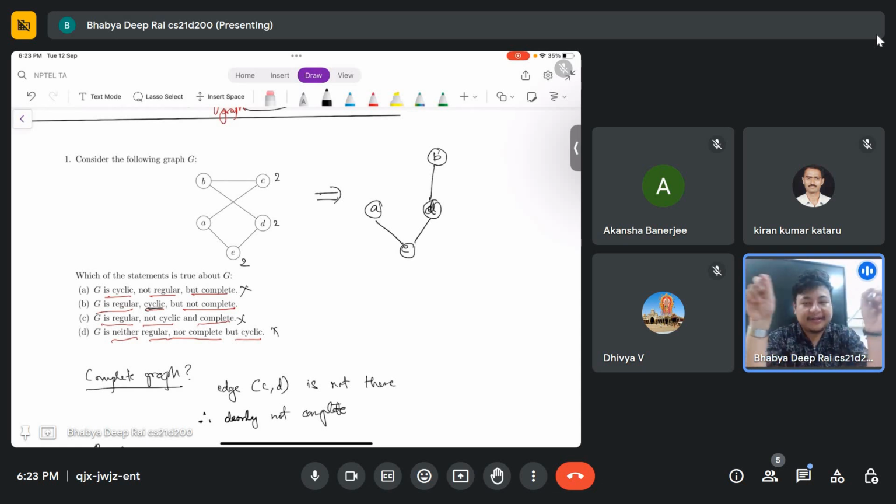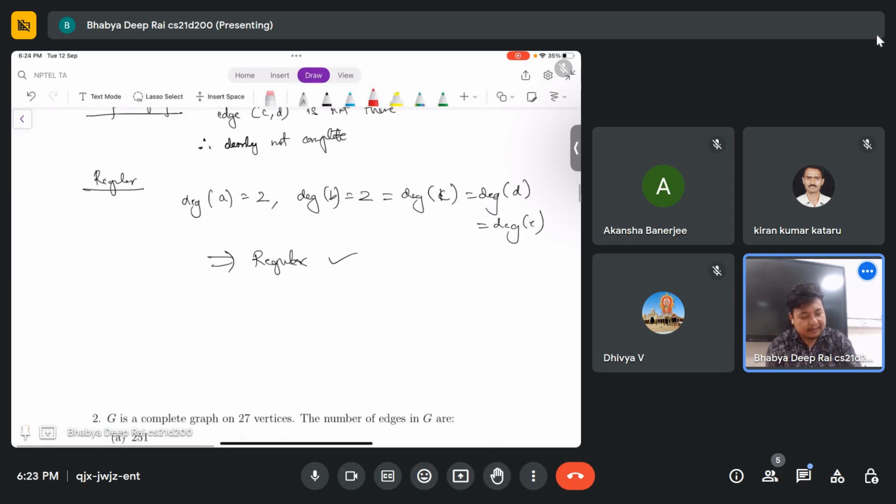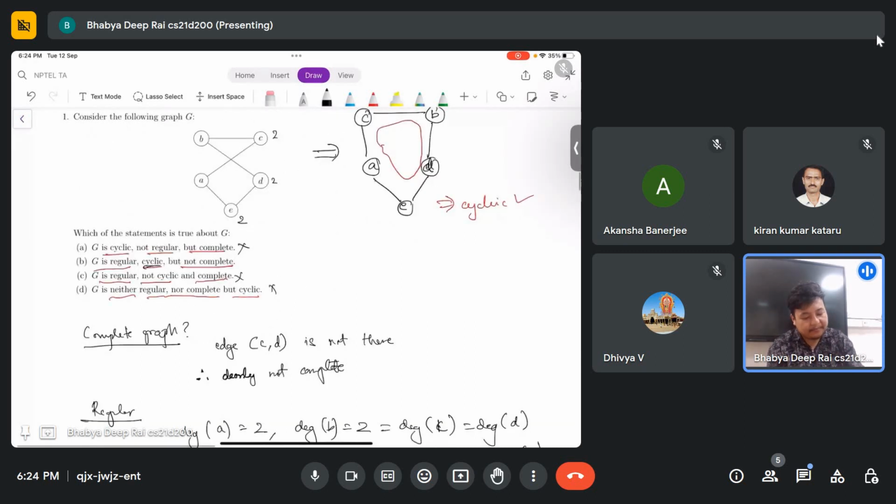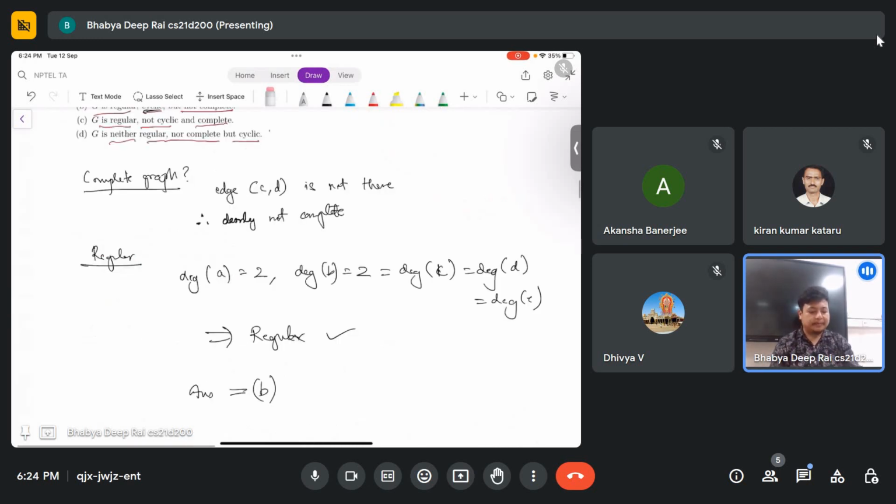some balls connected by threads. I'm just flipping the balls. B here. Remember that I'm not changing the relationship they have, the edge relationship that they have. C here, C is connected to A. These two are same. In the graph theory world, these are what are called isomorphic graphs. So these two are same, and you can clearly see that this graph contains a cycle. Therefore it is cyclical. So clearly the answer is B, because B says regular, cyclic but not complete. Okay, good.